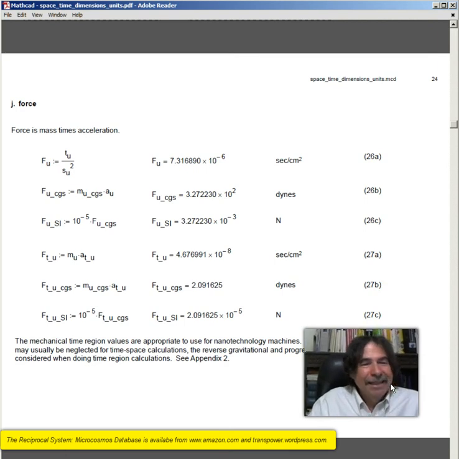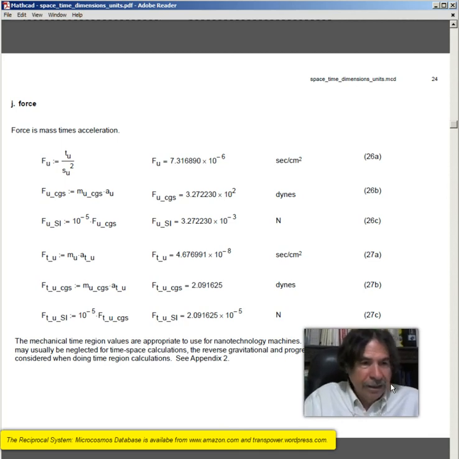So, mechanical time region values are appropriate to use for nanotechnology machines, whereas gravitational force may usually be neglected for time-space calculations. Reverse gravitational and progression forces must usually be considered when doing time region calculations. See Appendix 2. So we'll cover that later.